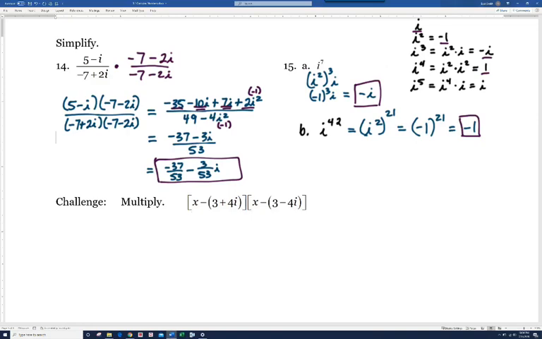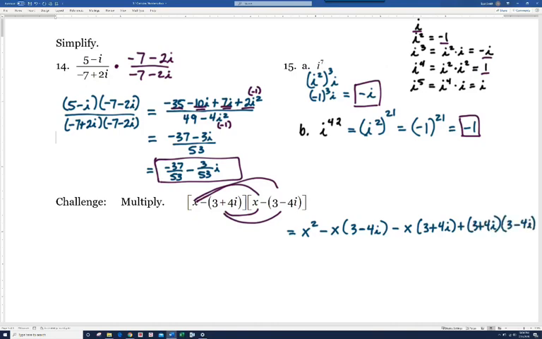All right, so I'm going to multiply the x terms, and I get x squared. That's my first terms. Let's multiply the outer terms. We have x times a minus quantity 3 minus 4i. So that'll be minus x times the quantity 3 minus 4i. Our inner product will be minus x, since it's a negative times a positive, times the quantity 3 plus 4i. And our last product, it's going to be a negative times a negative, and we're multiplying these two binomials.